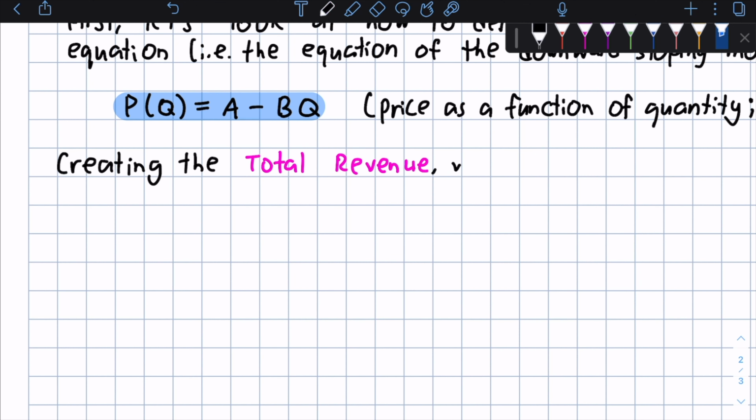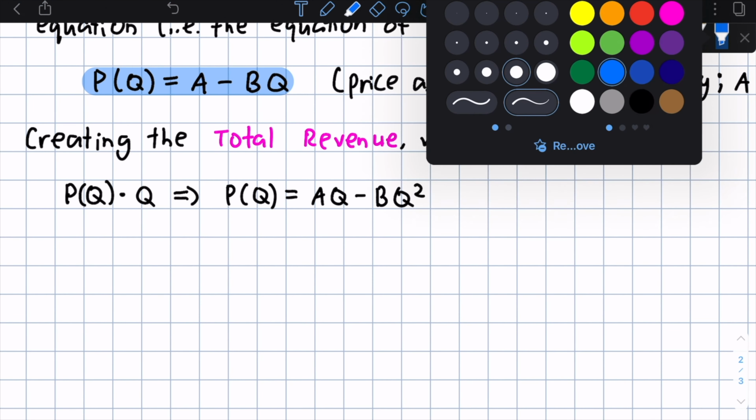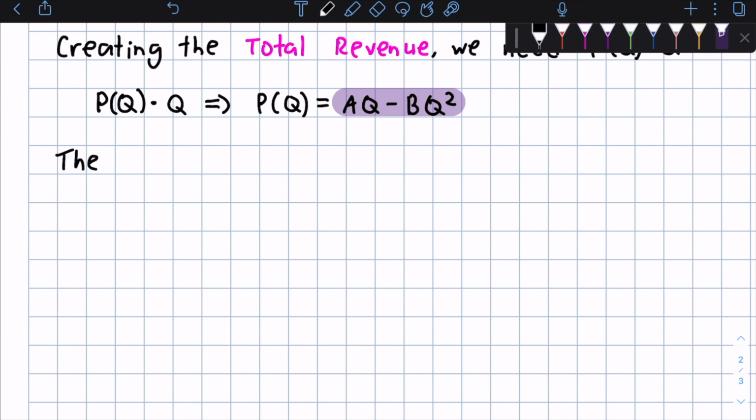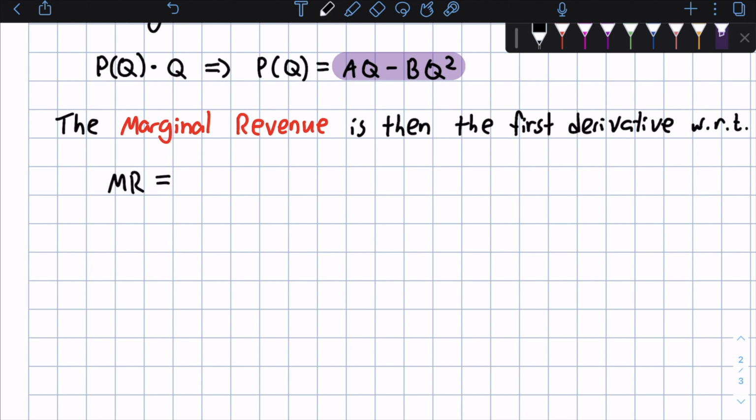And then we create total revenue. You just multiply by q. If you've taken an economics course, just multiply by q, and you get this equation here, and you can see here that we have those extra q's in there. And then the marginal revenue is found by taking the first derivative of this with respect to quantity. So here we end up with a marginal revenue equation.